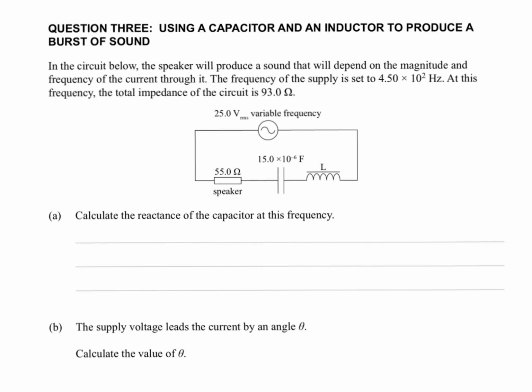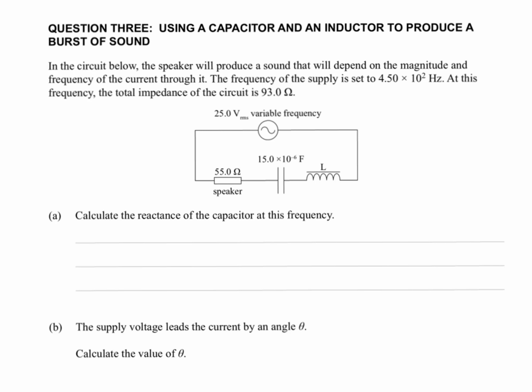This is the 2013 Level 3 electricity paper. Question 3, using a capacitor and inductor, both this time to produce a burst of sound, not a spark, but anyway. A, calculate: the circuit below, the speaker will produce a sound that will depend on the magnitude and frequency of the current going through it.